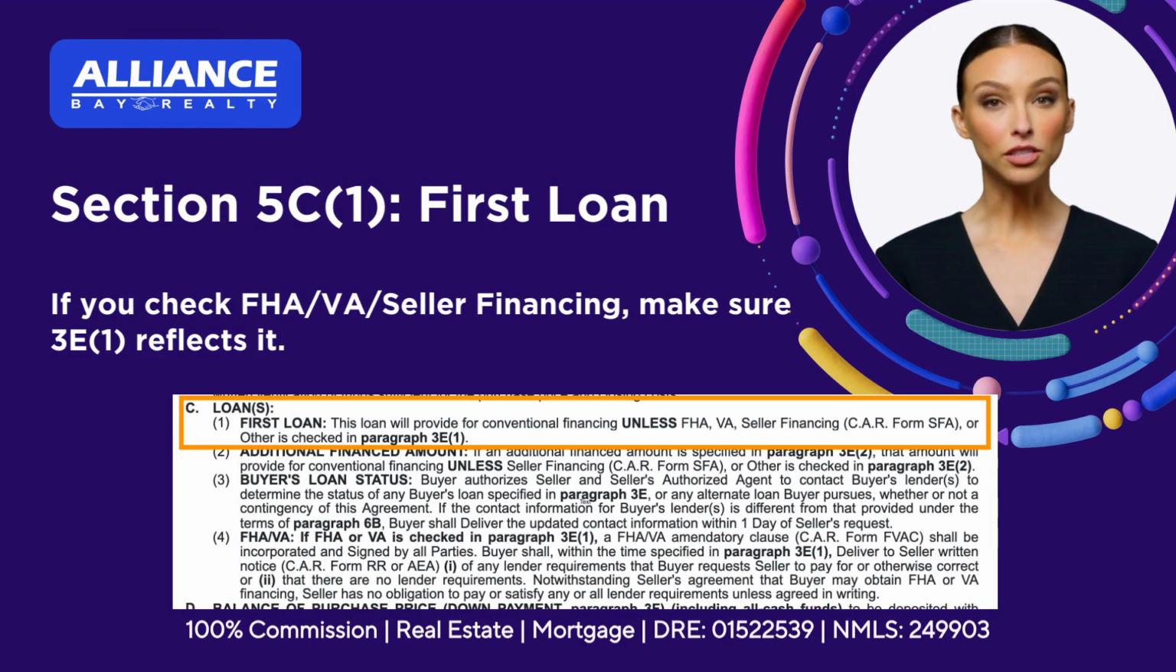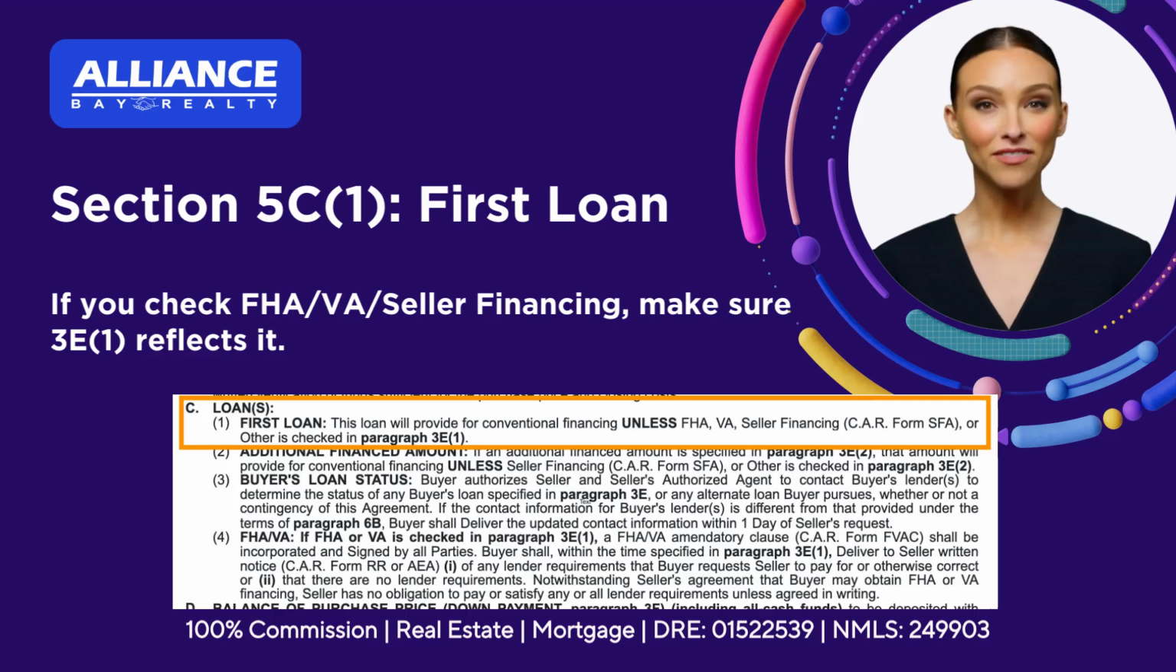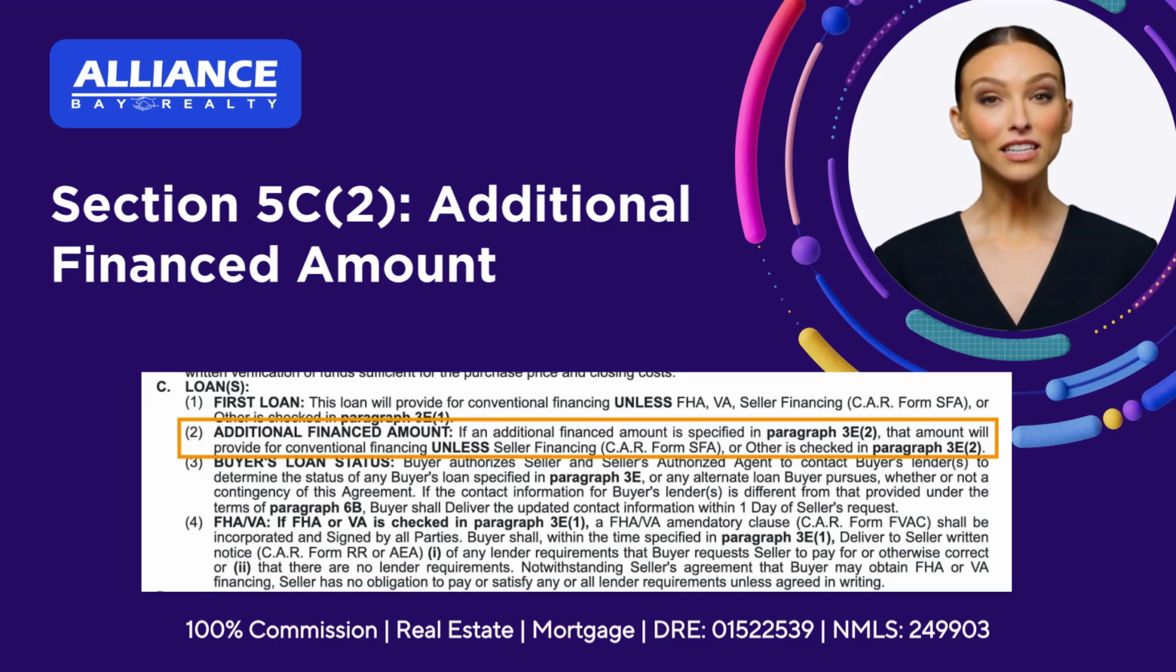Section 5C1 First Loan. The default is conventional. The first loan is assumed conventional unless FHA, VA, seller financing, CAR form SFA, or other is checked in Section 3E1. Section 5C2, Additional Financed Amount, Second Money Source. If Section 3E2 specifies an additional financed amount, that money is also assumed conventional unless seller financing, SFA, or other is checked in Section 3E2. For example, buyer does 80% first plus 10% second. If the second is a seller carry, check SFA in Section 3E2 and attach the form.